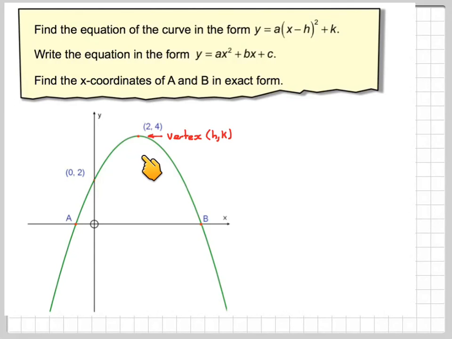We know that this point gives us the vertex, and the vertex is represented by h and k in this format. So we can straight away write down that y is equal to a(x minus 2) squared plus 4, where 2 is the x coordinate and 4 is the y coordinate. We know the curve passes through one extra point here, this point here, at (0, 2).